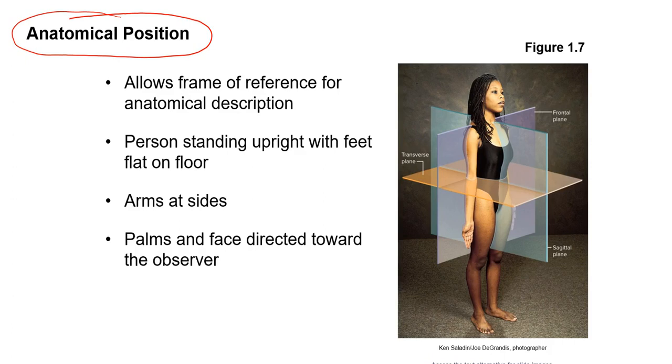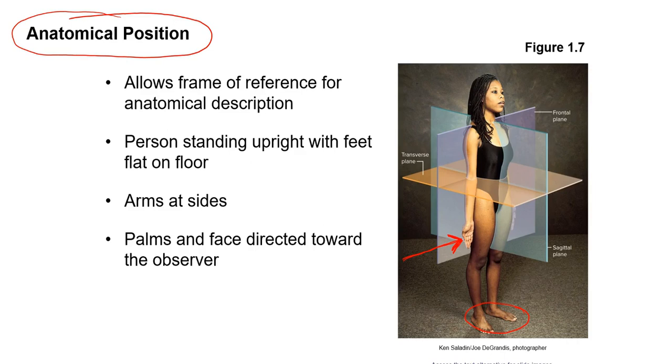Anatomical position is defined as a person standing exactly as you can see in this picture. The patient or person is standing upright, so standing on the feet. Feet are flat on the floor, facing the same direction. The head is facing the same direction as the feet. Arms are sitting by the side. And notice, very important, the palms are facing towards the toes or towards the observer.